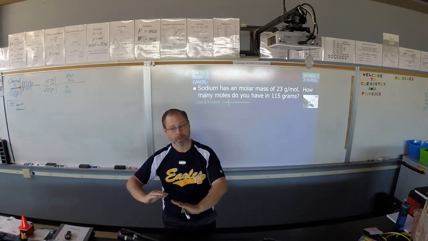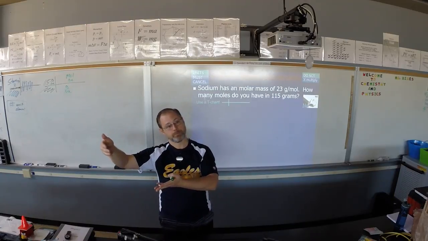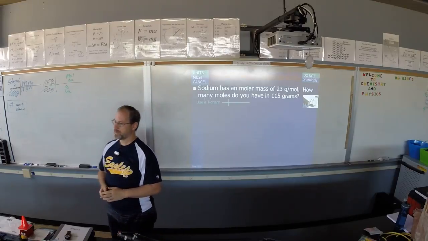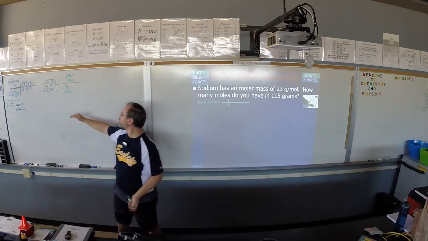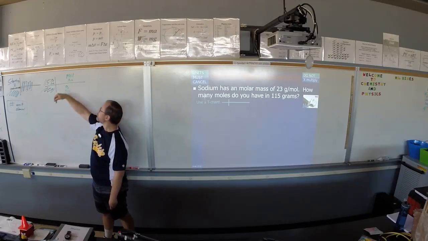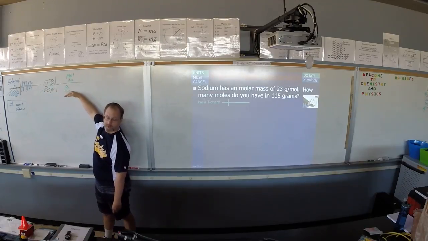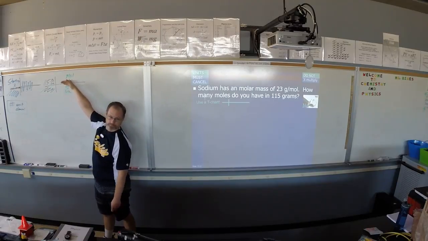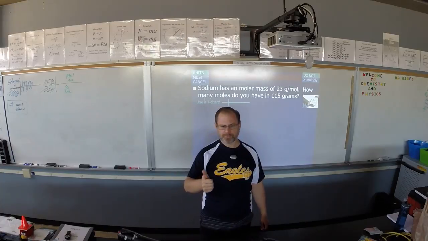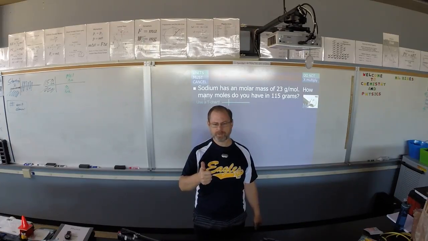Now if mole was down below, gram would be on top. If we started with moles, then mole would be on the bottom and gram would be on top. But since we started with grams, gram is on the bottom and mole is on the top. Okay. Give me a thumbs up if you understand what we did so far. Let me gauge understanding. Looks pretty good.